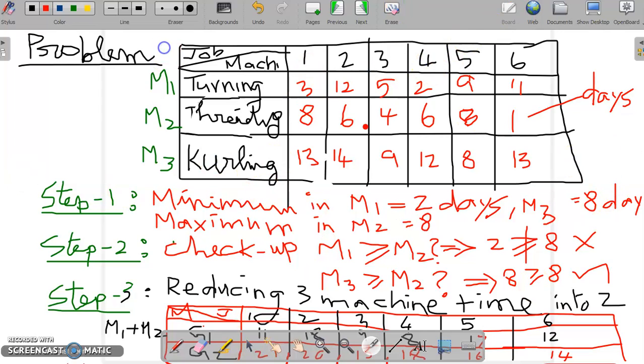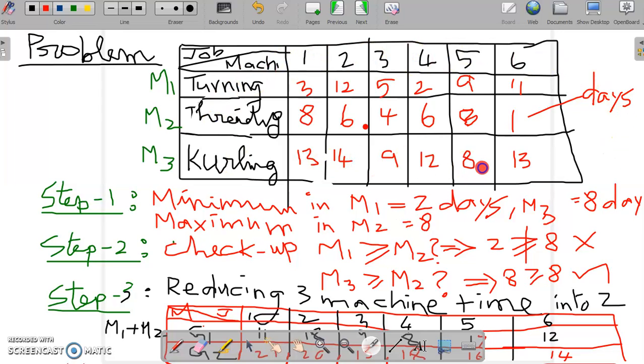Here are jobs 1, 2, 3, 4, 5, 6. The red numbers inside the boxes are the machine times. Take for example M2, the threading machine. To do the fifth job, it takes 8 days. And M3, the curling machine, takes 13 days to finish the first job, like that. You understand the whole problem.